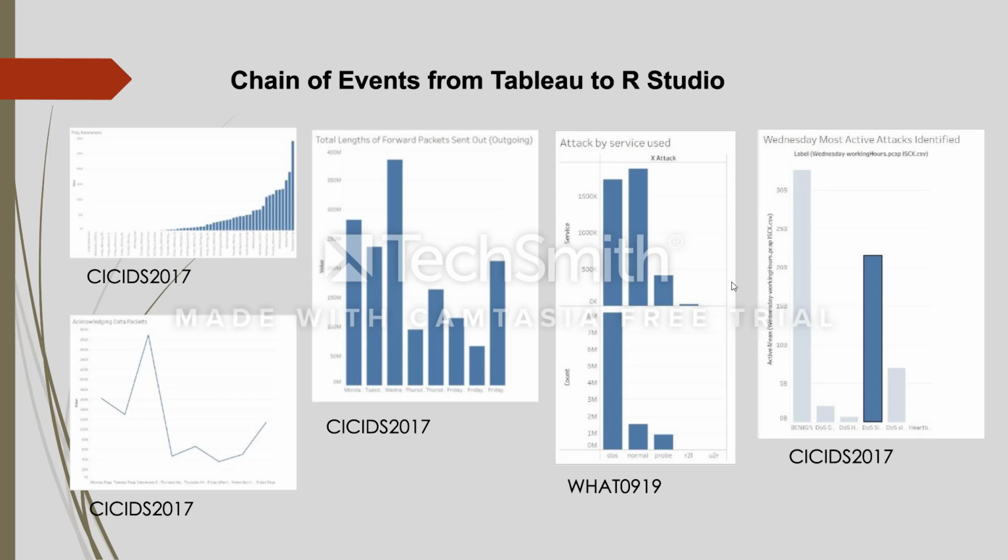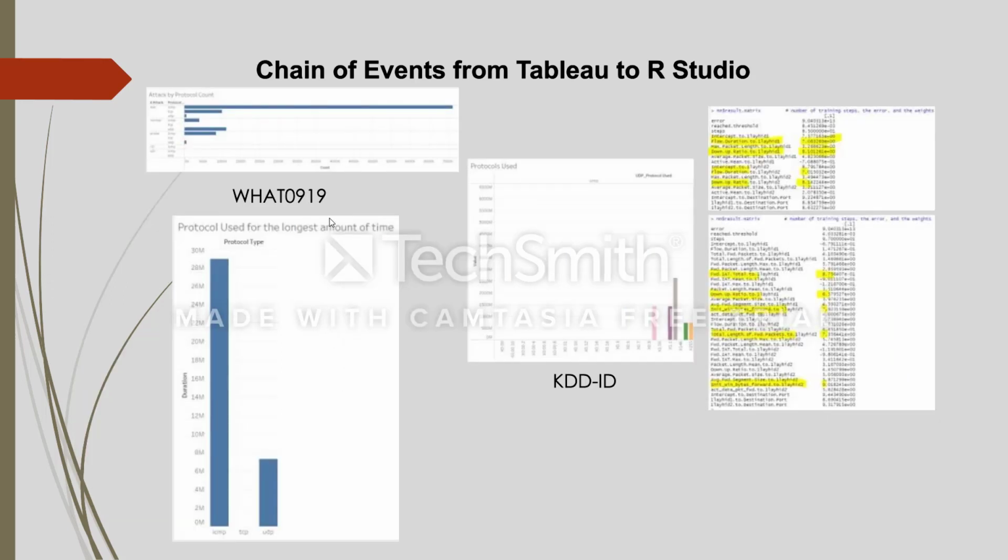The story moves on from the primary dataset to the secondary dataset. 10919 proves, in these two graphs, that the protocol types were consistent with those of the third dataset, which was ICMP. We end this trail of data by connecting the data found from the visualizations to the RStudio graphs.